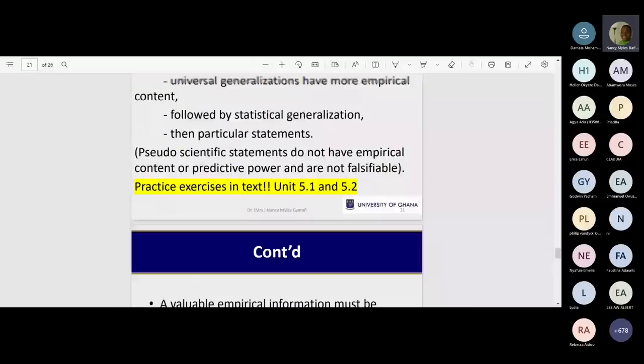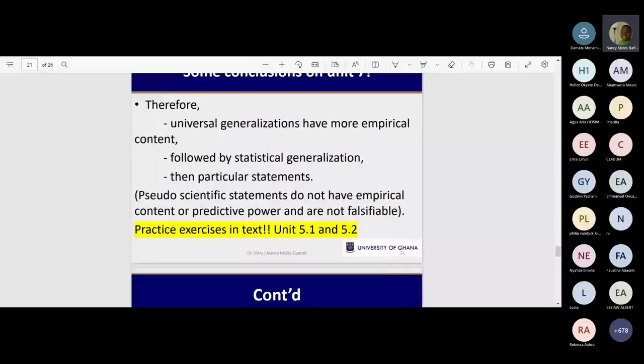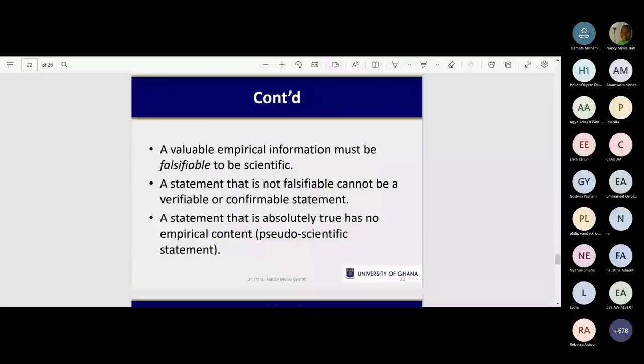Followed by statistical, then particular statements, which we call verifiable ones. A valuable empirical statement must be falsifiable to be scientific. I've said all that. A statement that is not falsifiable cannot be verifiable or confirmable. Okay? Or if it is not falsifiable, it is not scientific.